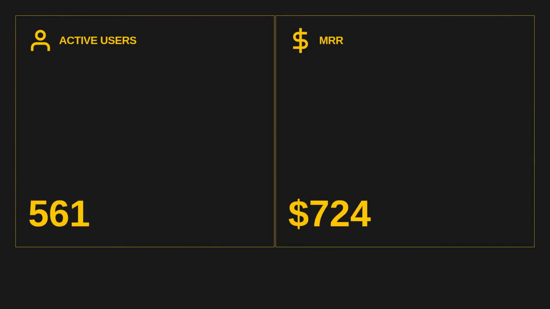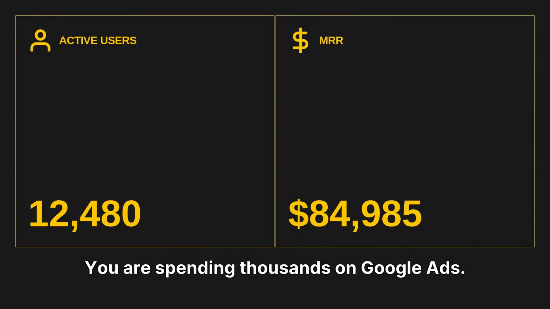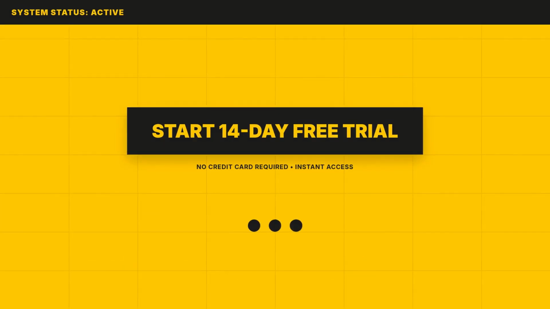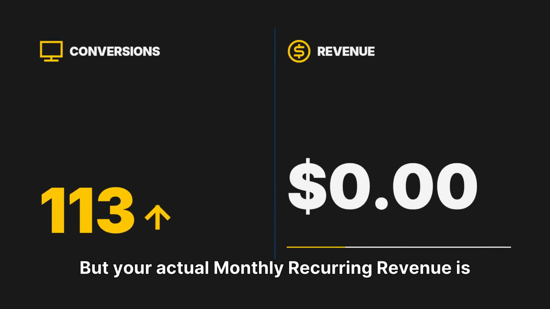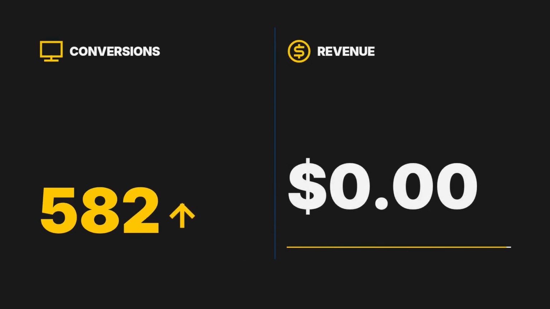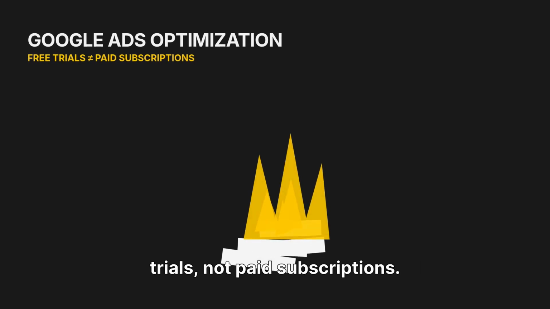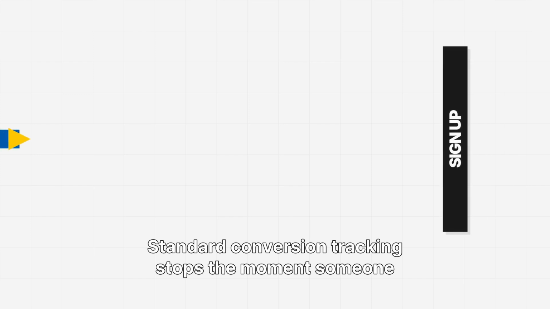You run a SaaS company. You are spending thousands on Google Ads. Your dashboard says you are getting hundreds of conversions, but your actual monthly recurring revenue is not growing. Why? Because Google Ads is optimizing for free trials, not paid subscriptions. Standard conversion tracking stops the moment someone clicks sign up.